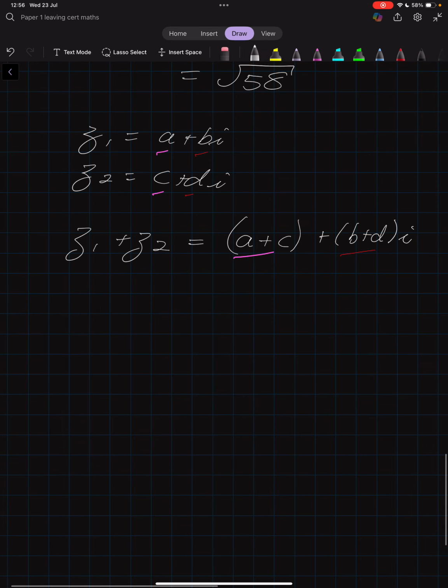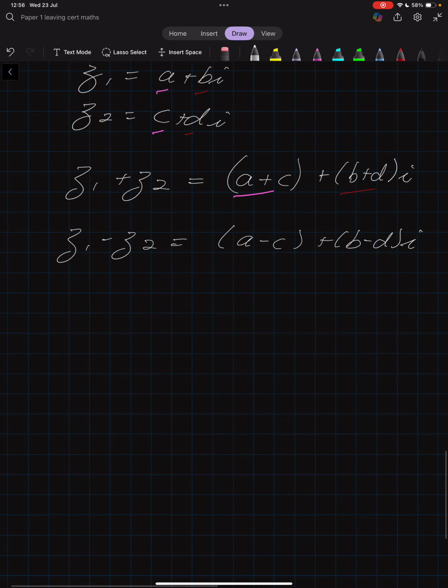Okay? Same way, if I did Z1 minus Z2, I would just get A minus C, B minus D. Like so. So that's it. So it's just if you're adding and subtracting complex numbers, that's all you're doing. Okay? So let's say Z1 is equal to 2 minus 3i and Z2 is equal to 11 plus 5i.